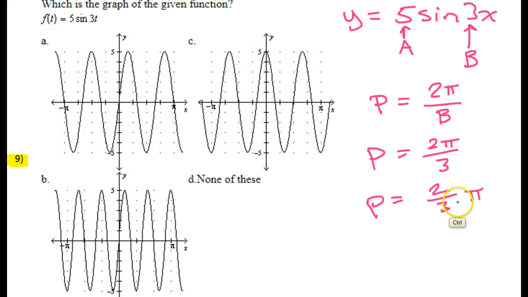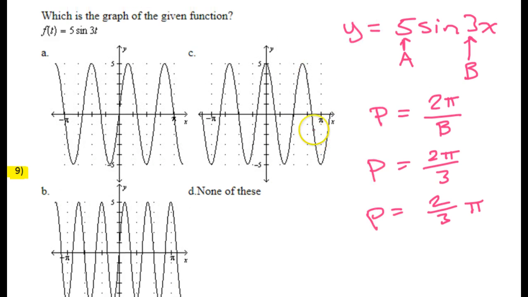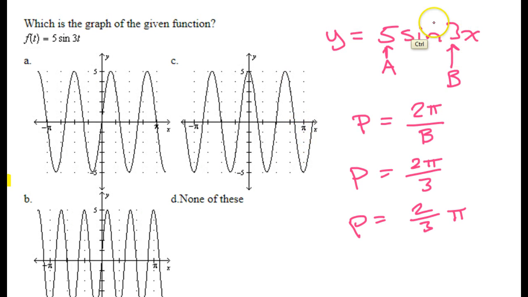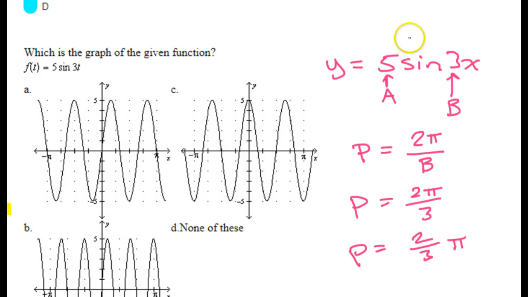Now, before I even use that, I can eliminate one of these right away because it's not a sine function. One of these is a cosine function. Can you tell which one it is? Right, so you can see there's no phase shift. There's no horizontal shift. If there was, it would be like sine and then like x minus 3 or something like that.